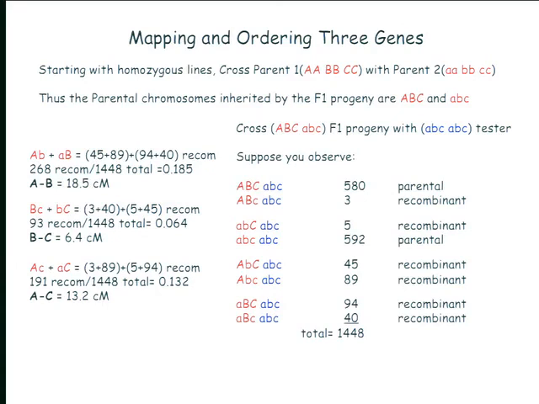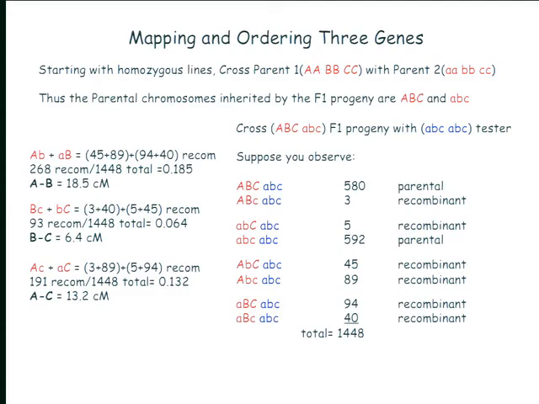So in this example, in the F2, you see 580 plants that have the big A trait, the big B trait, and the big C trait. You have 592 that have the little a, little b, little c trait. Now those are the same traits as the parents had, right? But you also find all these other different trait combinations. You have 3 that are big A, big B, but little c. That's not a combination we found in the parents.